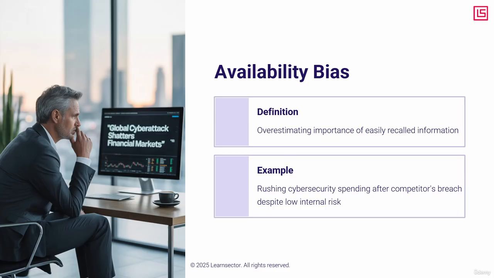Next, consider availability bias. This is when we overestimate the likelihood or importance of information that's most readily recalled, especially if it's recent, vivid, or emotionally striking. Suppose a recent cyber attack hit a high-profile competitor. Leadership might rush into increasing cybersecurity spending, even if internal threat assessments show low actual risk. Strategic leaders must balance instinctive reactions with data-driven reasoning.